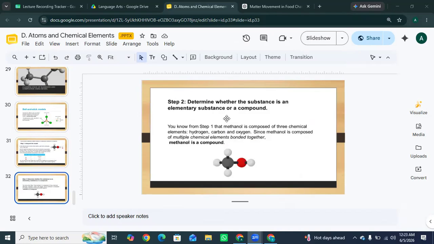Determine whether the substance is an elementary substance or a compound. You know from step one that methanol is composed of three chemical elements, which is hydrogen, carbon, and oxygen. Since methanol is composed of multiple chemical elements bonded together, methanol is a compound. So basically, because methanol is made of three different elements bonded together instead of just one, methanol is a compound.